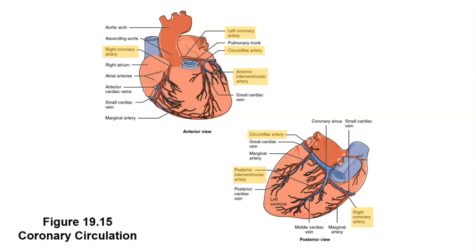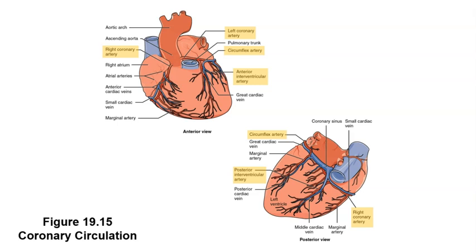The left coronary artery takes a path around the left side of the heart at the boundary between the left atrium and the left ventricle. The left coronary artery branches to become the circumflex artery and the anterior interventricular artery, with the circumflex artery continuing a similar path as the left coronary artery.